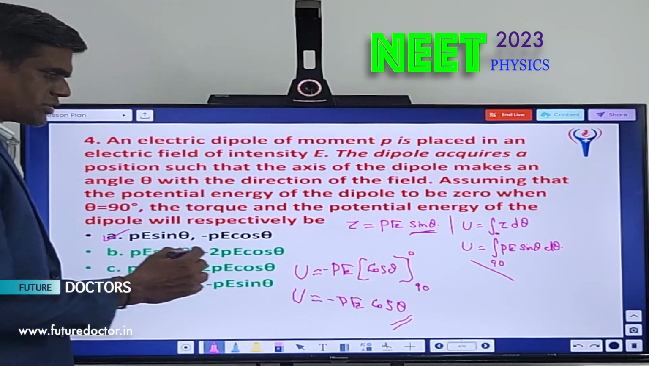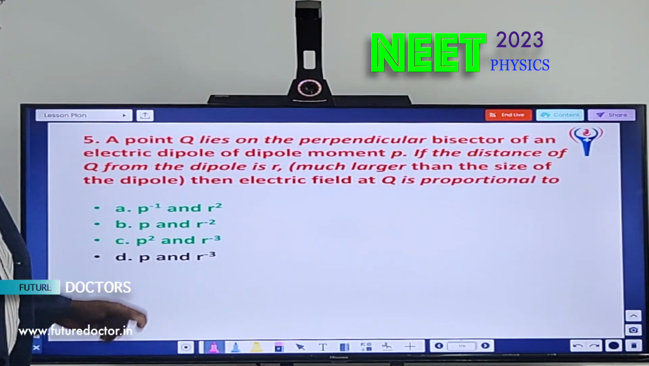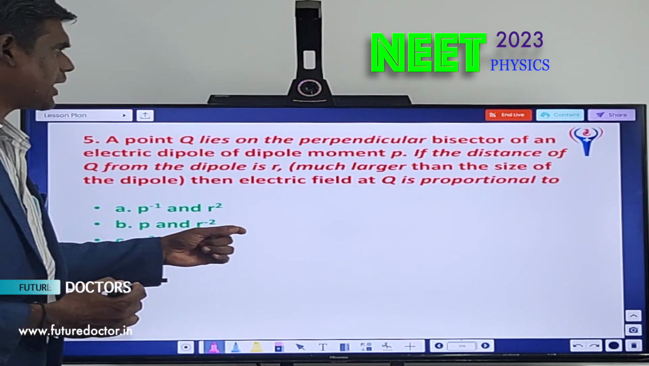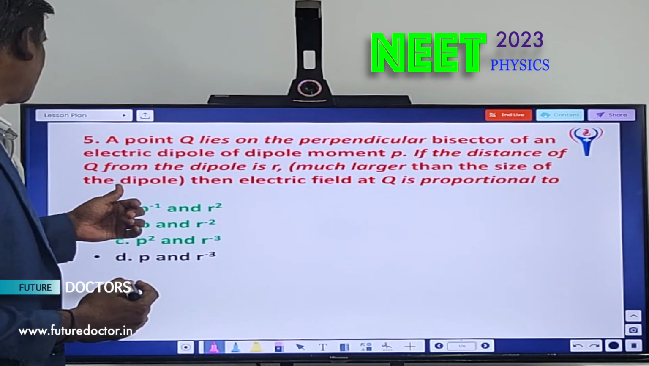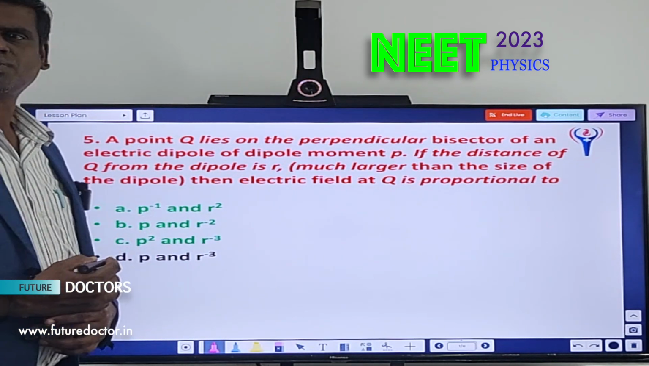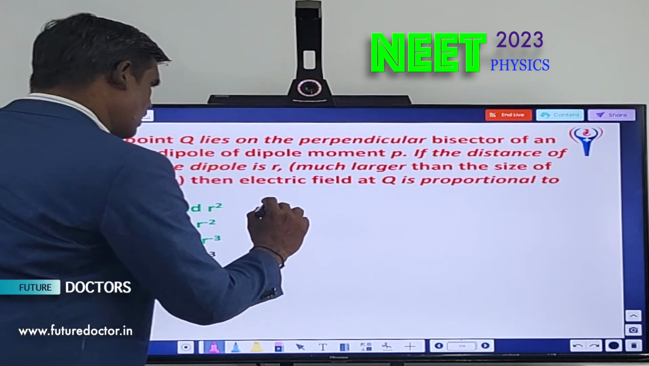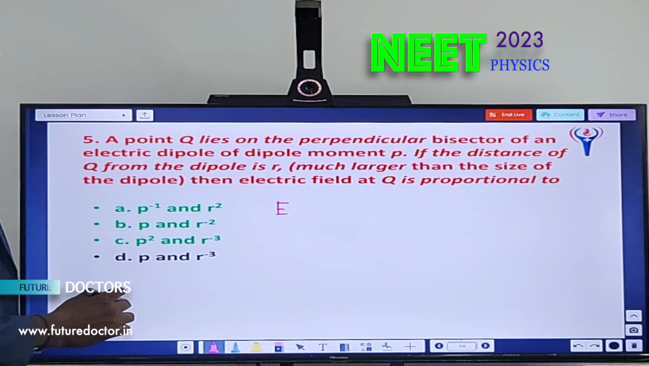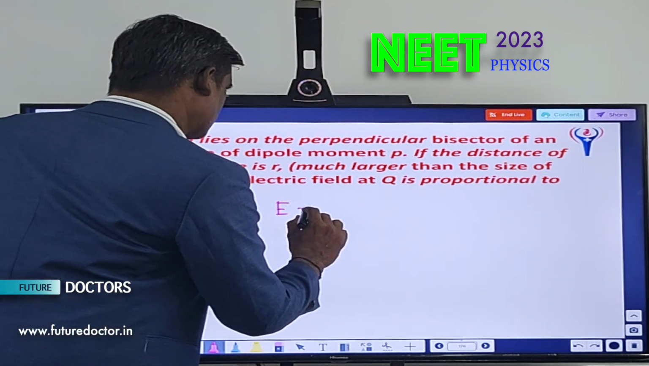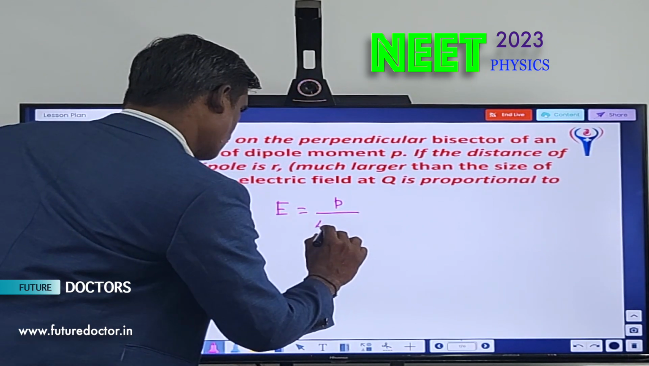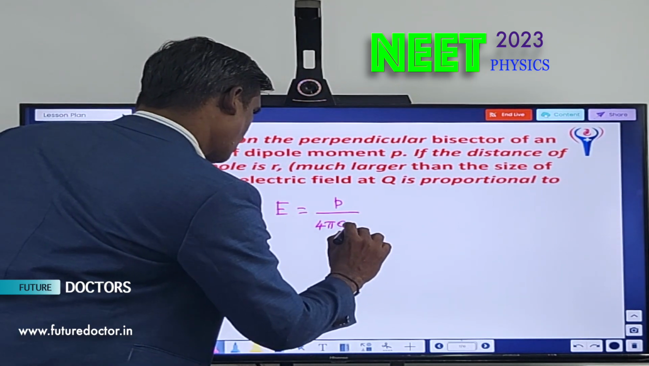Let's move to question number 5. A point Q lies on the perpendicular bisector of an electric dipole of dipole moment P. The distance of Q from the dipole is R. Then the electric field at Q is proportional to dash. That's the formula for the electric field due to a dipole on the equatorial line, that is E equals P by 4 pi epsilon naught R cubed.